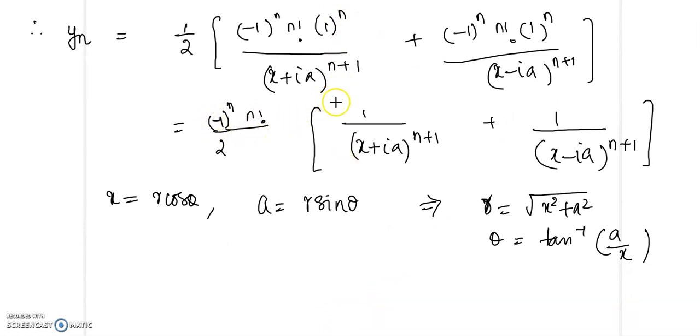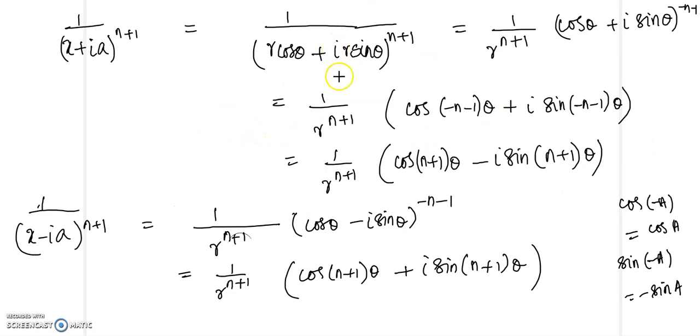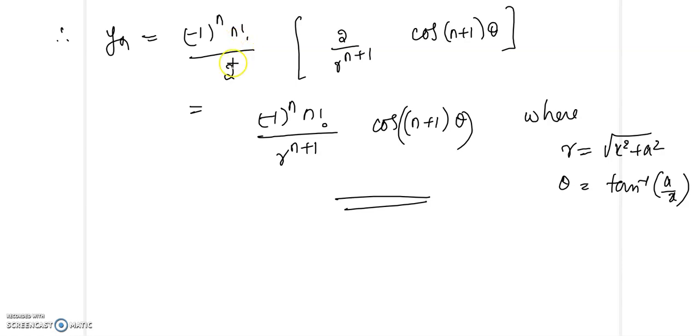Now we need in yn the sum of both of these. When you add both, the sine term, that is the term with I, will go. So you are going to get 2 by r raised to n plus 1 cos n plus 1 theta. So yn will be minus 1 whole raised to n factorial by 2 into 2 by r raised to n plus 1 cos n plus 1 theta. Now 2 will cancel off, so you will get minus 1 whole raised to n factorial by r raised to n plus 1 cos n plus 1 theta.